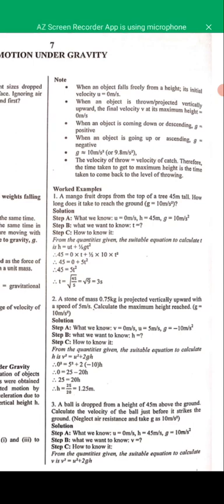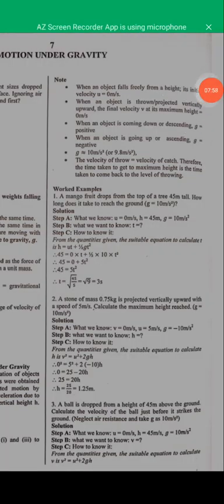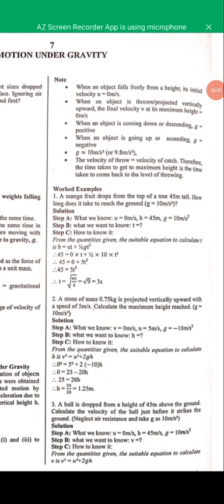The same thing is applicable to the next question. You check out the 4 things you are given. But let's see, there's a bit of difference in this second question. A stone of mass 0.75 kilogram is projected vertically upwards with a speed of 5 meters per second. Calculate the maximum height reached.